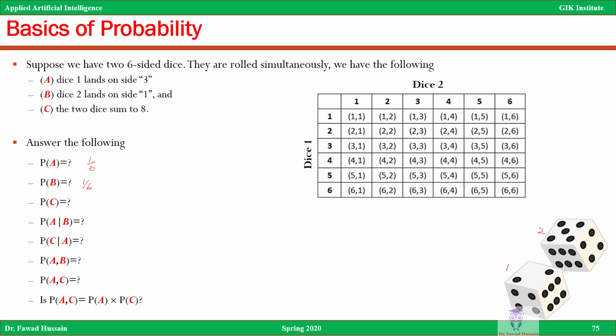So for the sum of the two dice to be 8, I have the following scenarios. I can have either 6, 2, so the first die shows a 6 and the second die shows a 2, or I can have 5, 3, and then I can have 4, 4, then I can have 3, 5, and finally I can have 2 and 6.